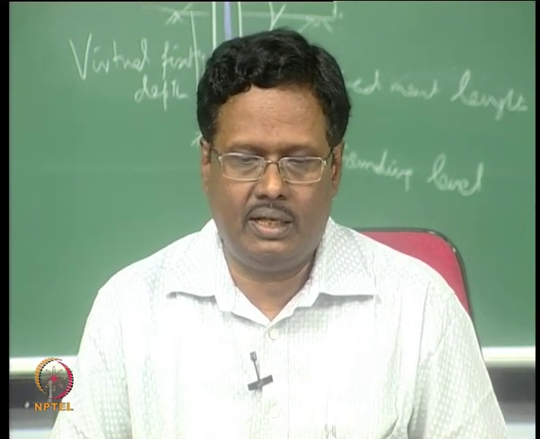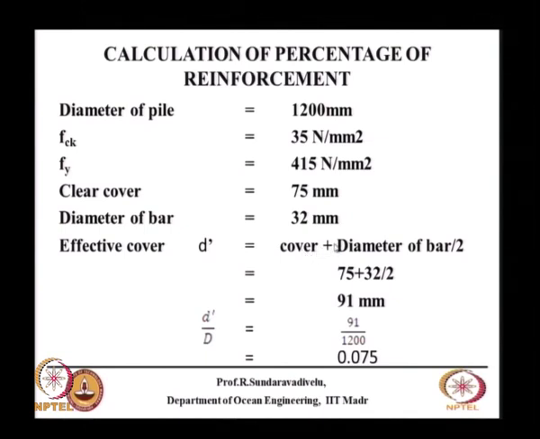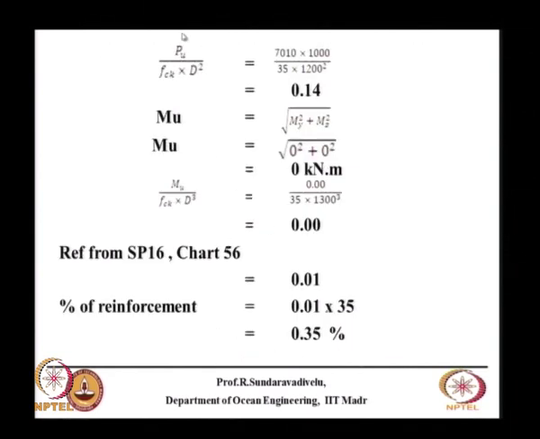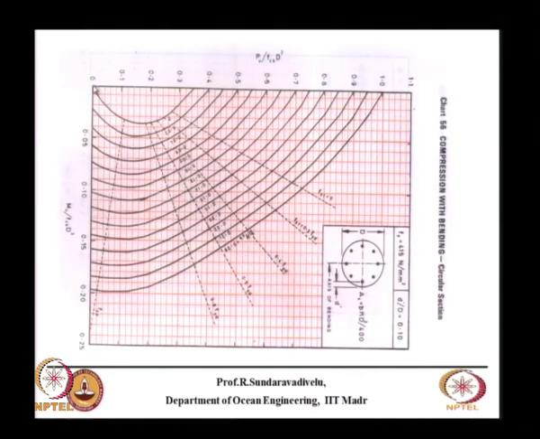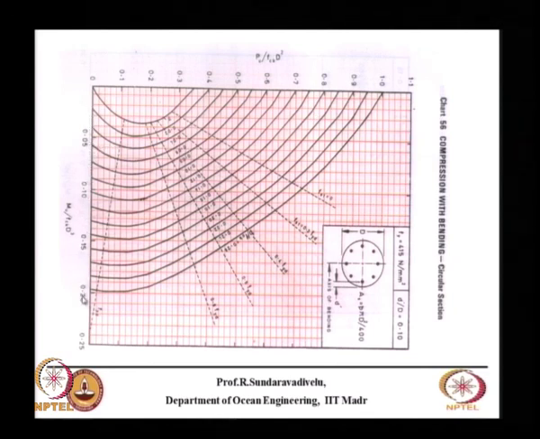So that means you have to add clear cover plus distribution steel of 12 mm plus diameter of bar by 2. Then you have to calculate a factor called d dash by d. Then you have to find these two factors, Pu by fck d square and Mu by fck d cube. We use these to read from the chart in SP16, chart number 56. This chart gives Pu by fck d square on one axis, and on the other axis Mu by fck d cube. Here it shows the grade of steel, and here the d dash by d ratio of 0.1.